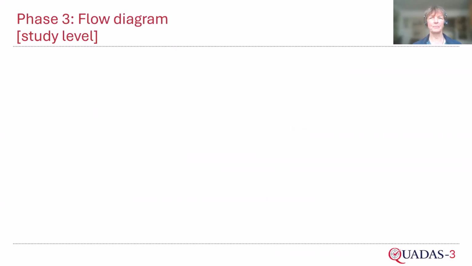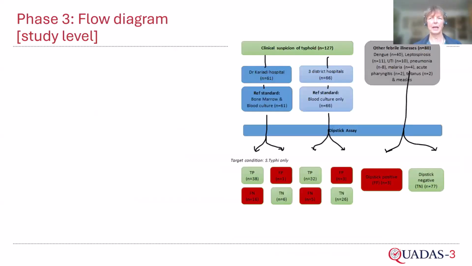Okay, so phase 1, we got the question. Phase 2, we thought up the ideal diagnostic test accuracy design. In phase 3 is a flow chart. Okay, and this helps you understand how patients flow through the study. This is who are eligible, and these are people who were recruited and who had the reference standard, and here's the results down here.